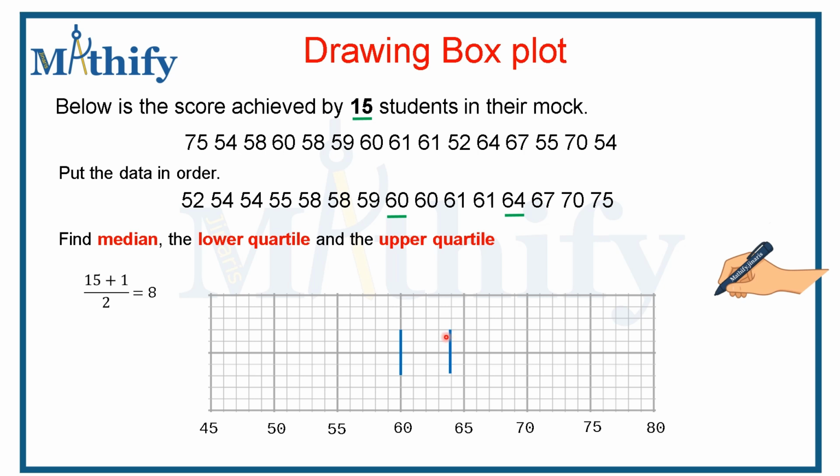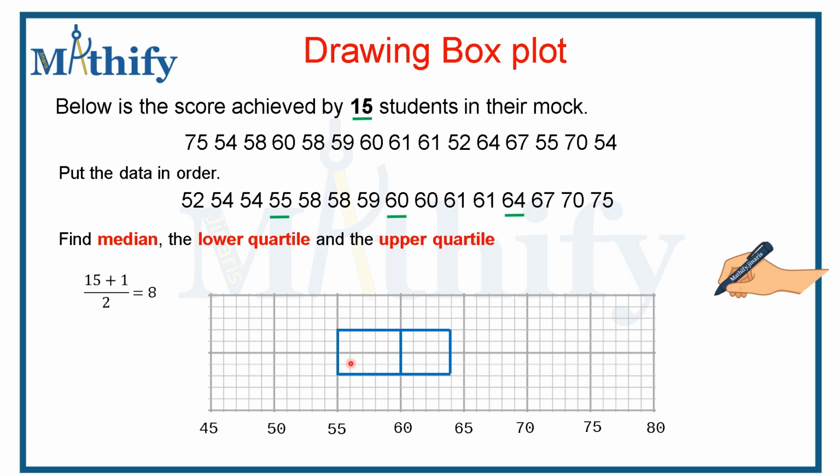Next is the lower quartile. It's the same procedure as the upper quartile, but the only difference is we will need to work out the median for the lower half of the data. So you start from 52, 59, 54, 58, 54, 58. Therefore, the lower quartile will be 55. Let us plot our third data.